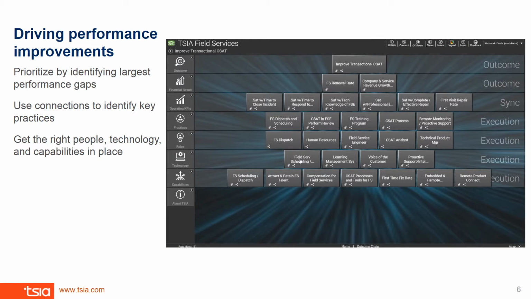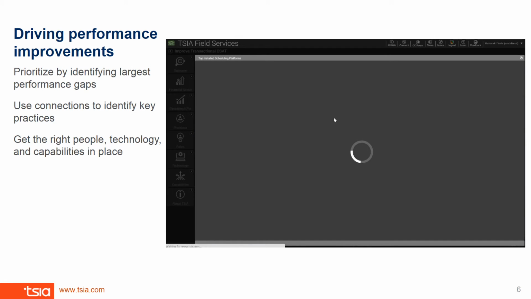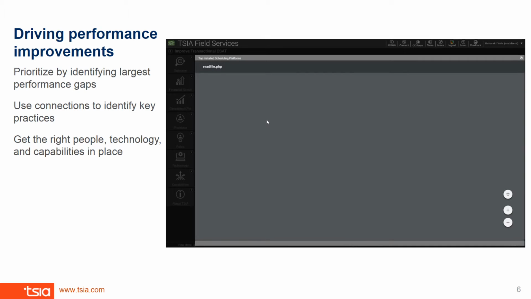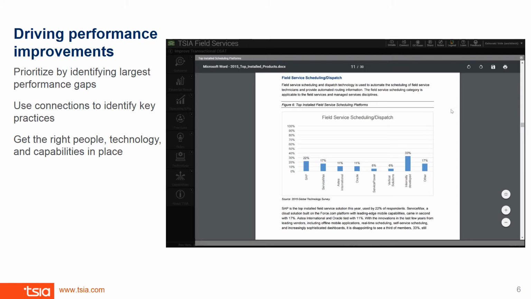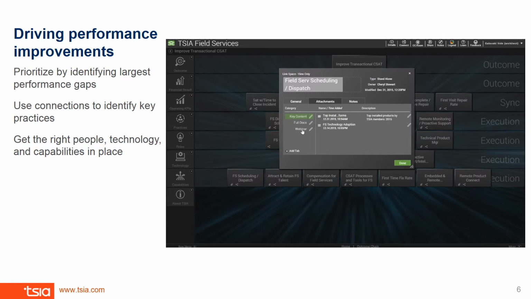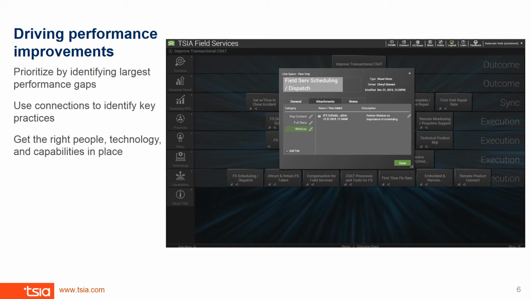This leads us to the technology link row. By looking at the field service scheduling and dispatch platforms, once again, go to the attachments. You can take a look at the technology report that identifies the top installed scheduling platforms that are in use today with the field service membership. And you can also look at the tab of webinar, and we connect you to an on-demand webinar that you can register to view or download the document where we talked about why scheduling optimization should be the number one priority for you and your organization.